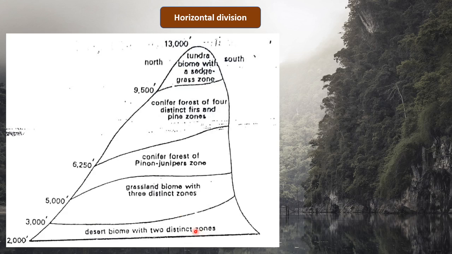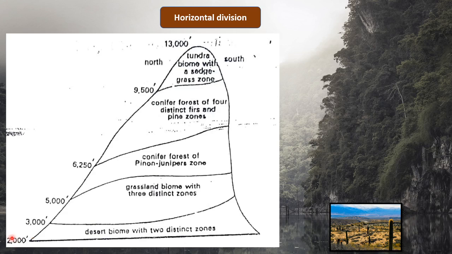So let us understand how this horizontal zone or horizontal division defines a particular area, right? As you can see, at 2000 feet there would be desert biome, and each of these desert biomes will have two distinct other zones. So this desert biome means there will be a habitat where more desert-habituated plants will be present, and animals would also be of that kind. So plants like cactus and very small grasses would be present, right?